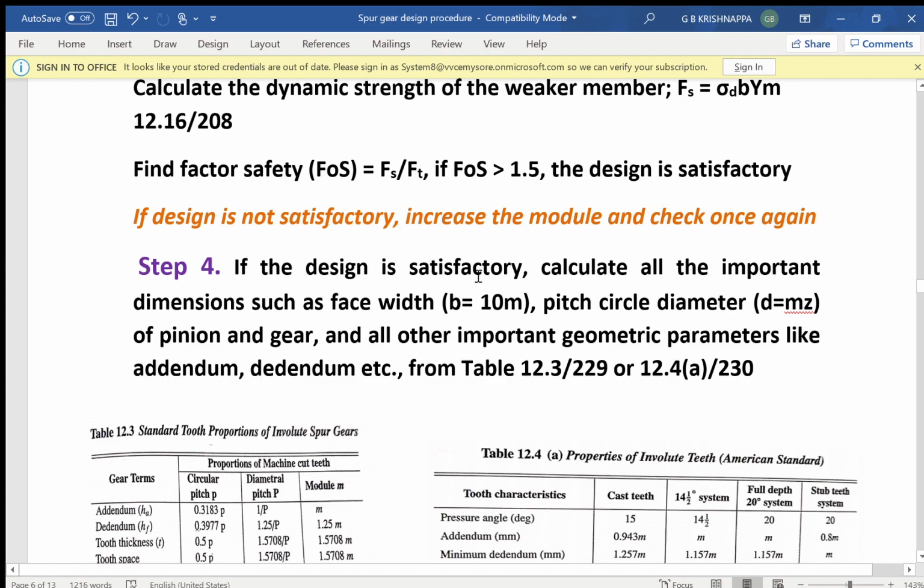Step 4. If the design is satisfactory, calculate all the important dimensions such as face width, b is equal to 10 times module, and pitch circle diameter, d is equal to m into z, that is module into number of teeth, both for pinion and gear. And all other important geometric parameters, like addendum, dedendum, etc., from table 12.3 on page 229 or 12.4a on page 230.